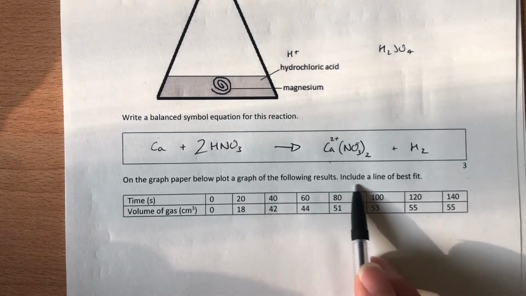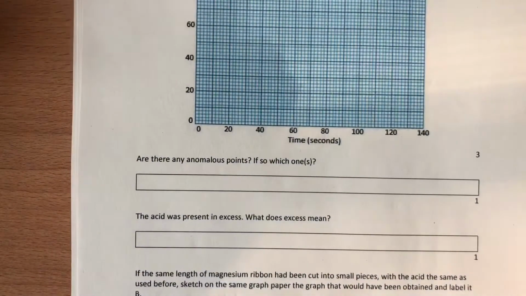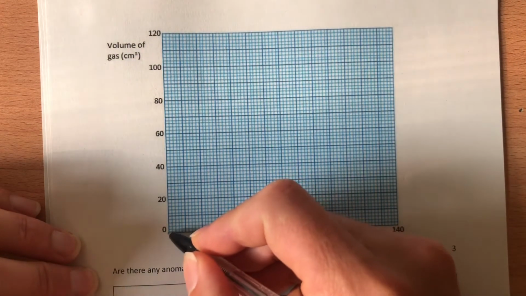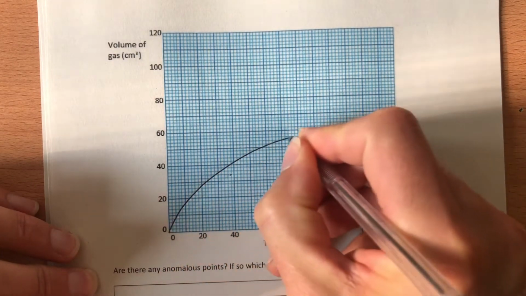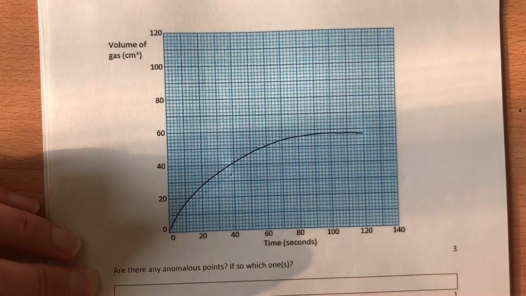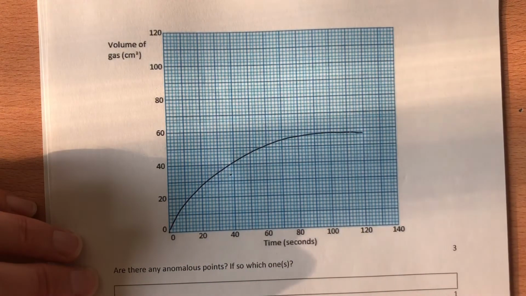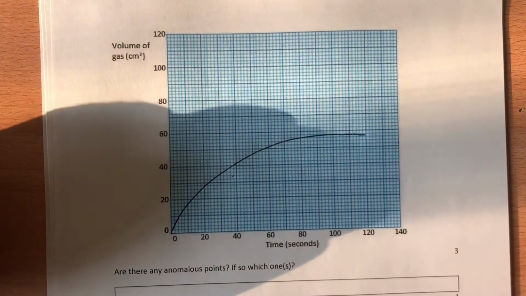On the graph paper, plot a graph of the following results, include a line of best fit. I'm not going to do that. You can plot your own, but basically your line of best fit at the end, if it doesn't look a bit like this, you've got it wrong. So you're going to have points, x's, which you're going to join up. There might be an anomaly. If there's an anomaly, you can miss it out.